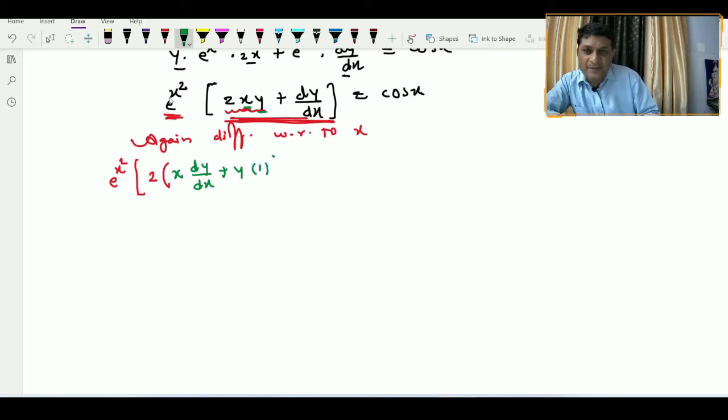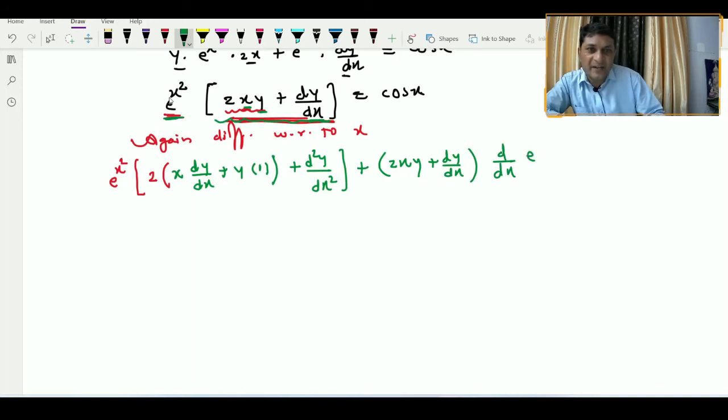derivative of x is what? 1. Okay, plus derivative of this dy by dx is d2y upon dx square, plus second term as it is, means this whole term as it is, means 2xy plus dy by dx as it is into derivative of first term. What is first term here? E raised to power x square, e raised to power x square. And on this side, derivative of cos x will be equals to minus sin x. Okay, now here e raised to power x square, keep it as it is.